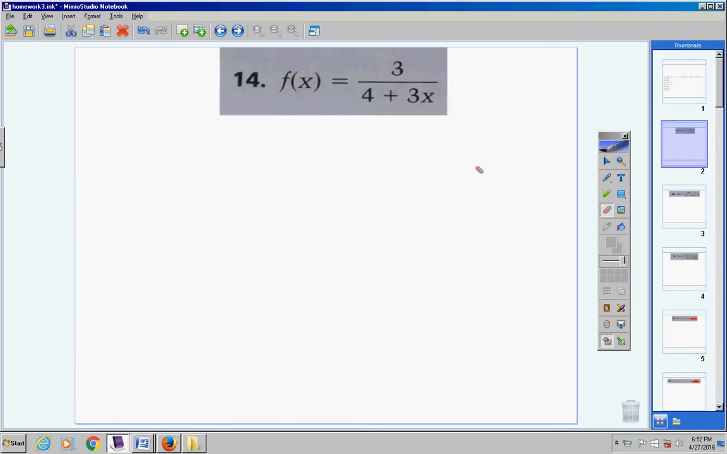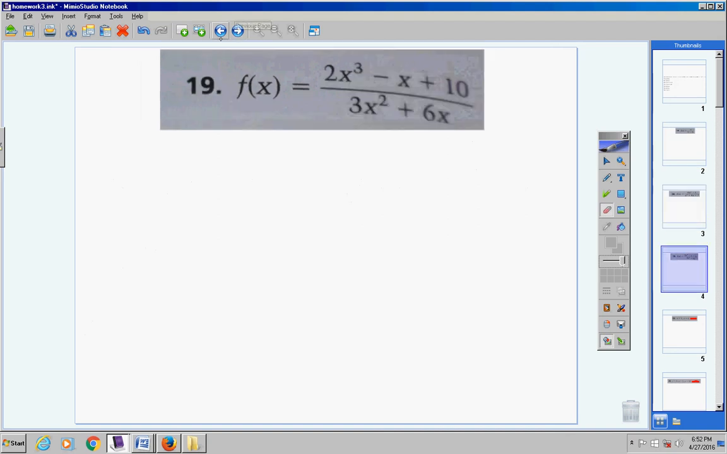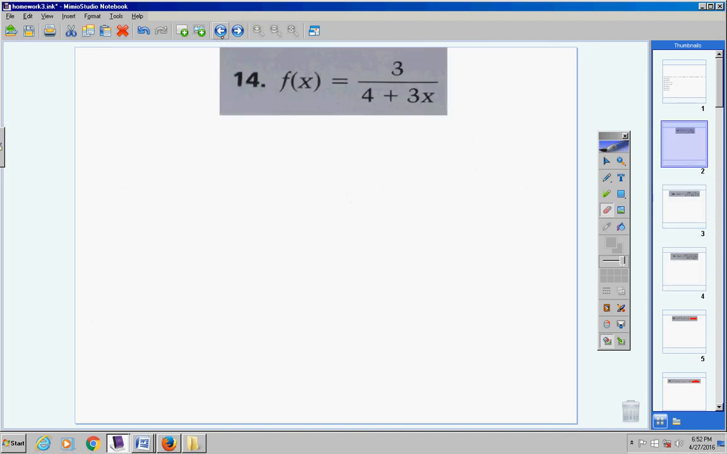Numbers 14 and 18 and 19, we're going to graph, I believe, the rational function. So here we go. You should be able to do all of this on your test. First of all, find the vertical asymptotes. In order to find the vertical asymptote, you take the denominator and you set it equal to 0. So bring the 4 over and make it a negative 4. Divide both sides by 3, and x equals negative 1 1/3. So there's the vertical asymptote.